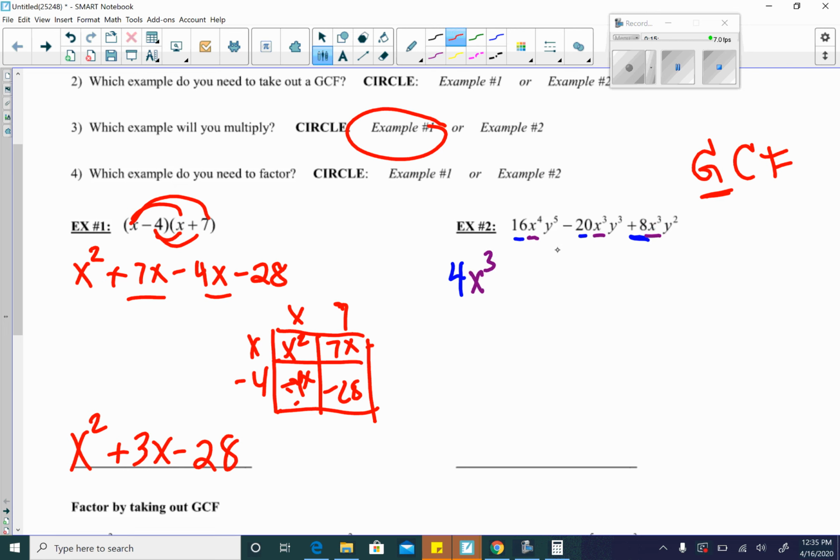Then I'm going to come here to my y's. I have y to the fifth, y to the third, and y squared. So how many y's can I take out? Just 2, y squared. Okay? Then I'm going to write in parentheses what I have left when I take this out.